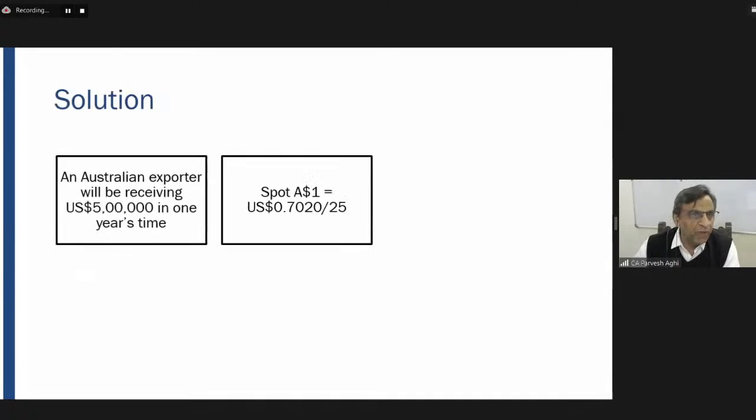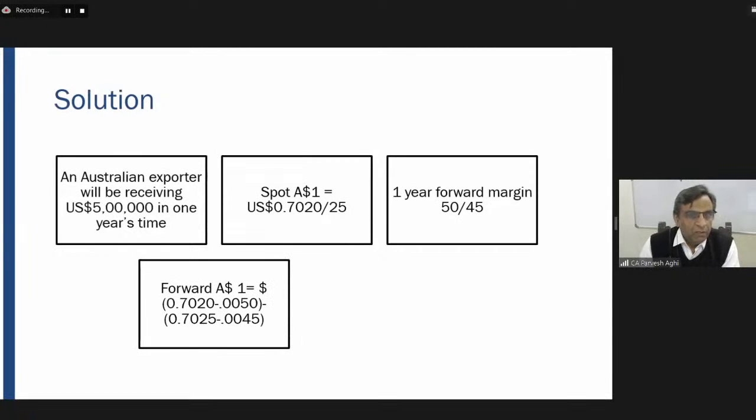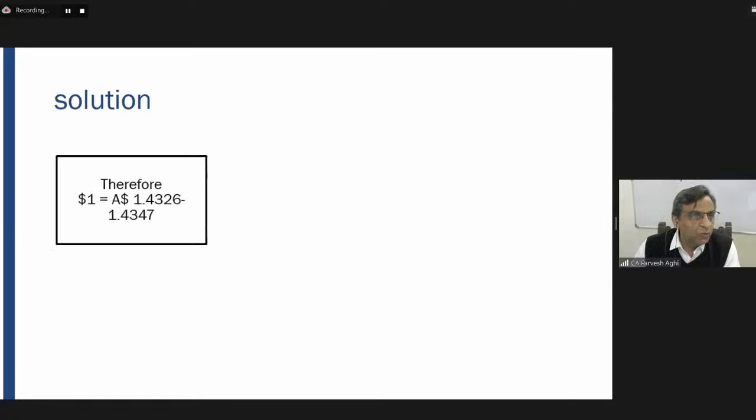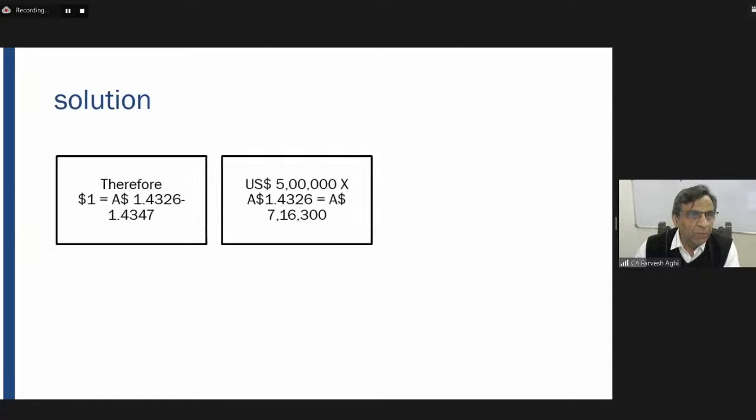So that is what we did while solving the question. Instead of adding, we just subtracted from the two quotes, bid and ask. So we reduced them by 0.0050 and 0.0045 to arrive at the quote. So the 1 year forward rate was showing that the Australian dollar has depreciated in terms of US dollars, because the quote was such. Then we converted that in terms of dollars, because we are going to get dollars, so we need a dollar quote.